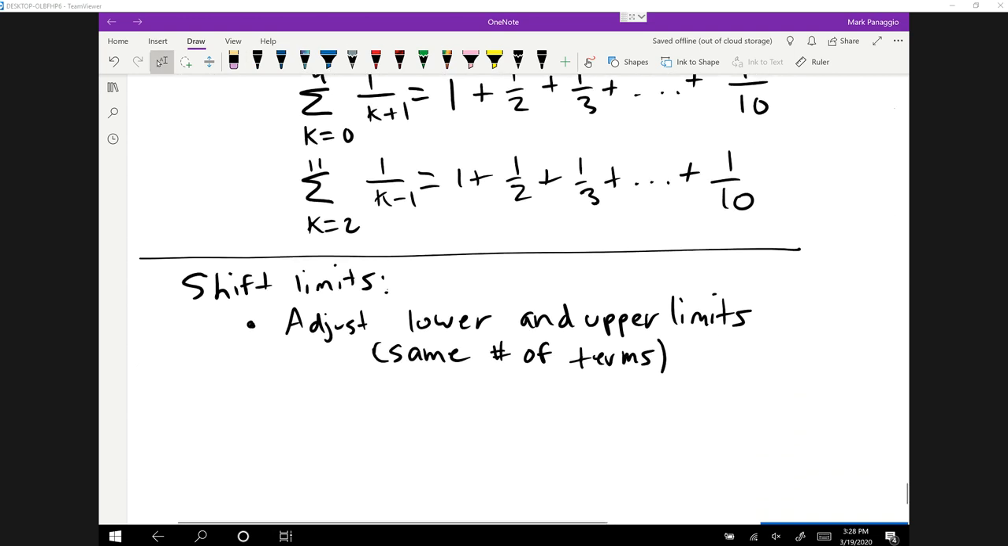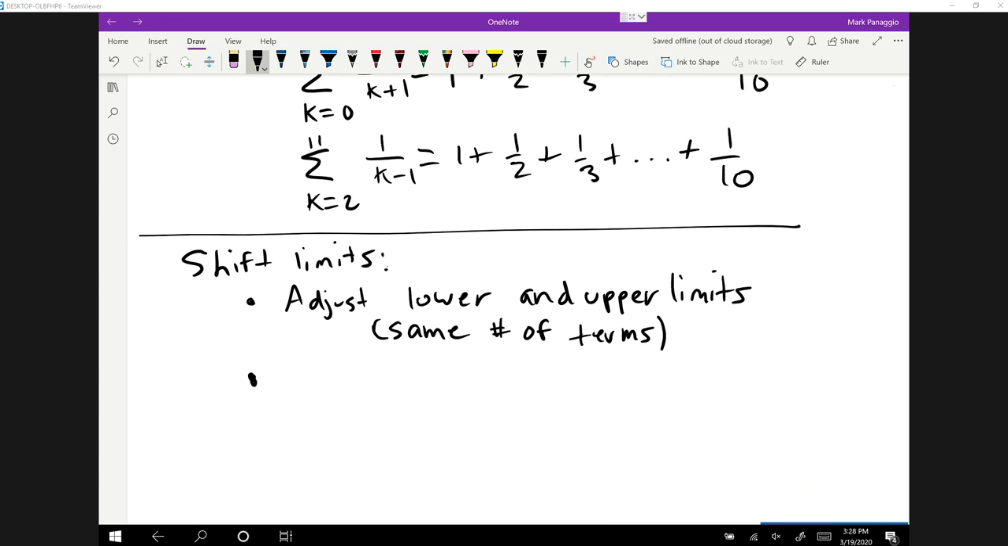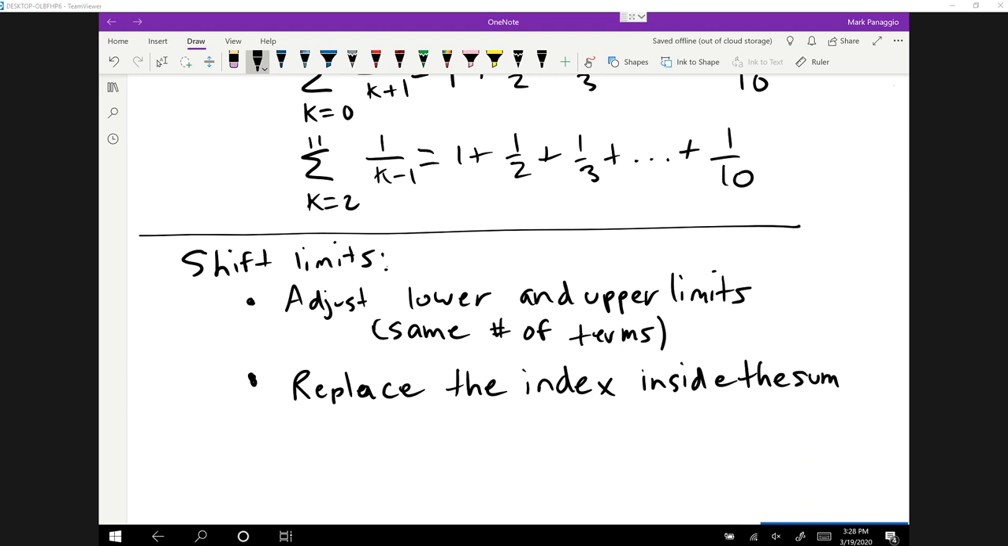Once we've adjusted our limits, the next step is going to be to replace the index inside the sum. And ultimately what that's going to mean is we're going to be replacing something like k, k is going to be replaced with k plus 1 or k minus 1.